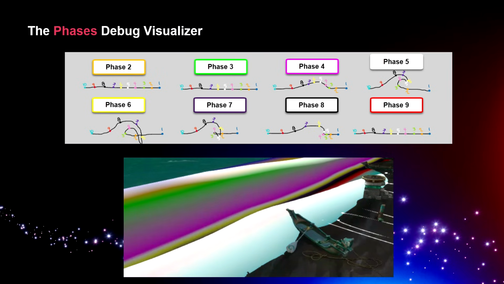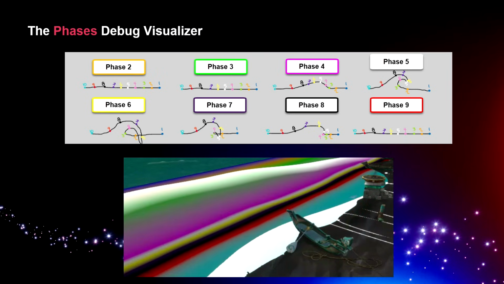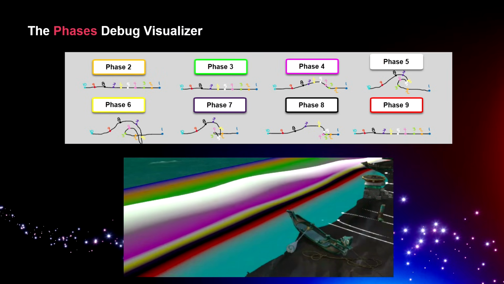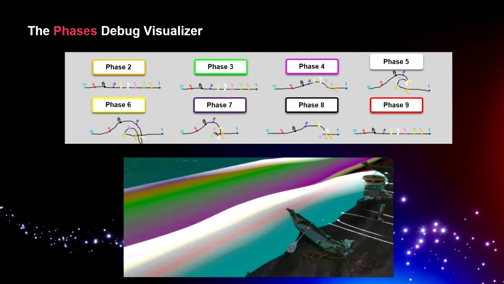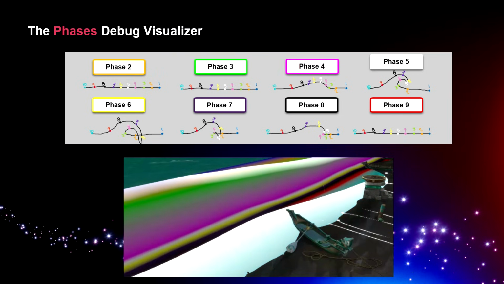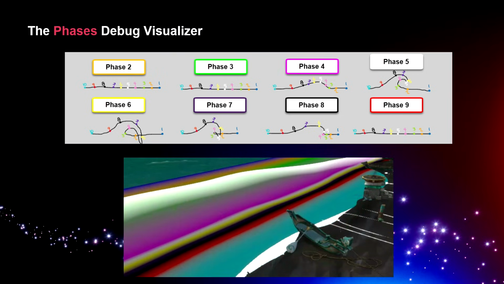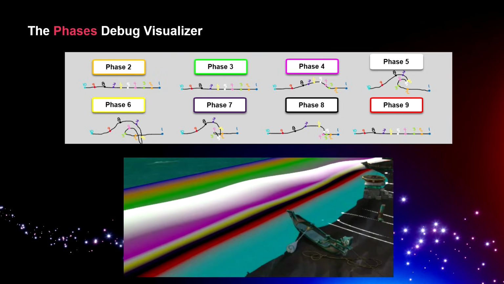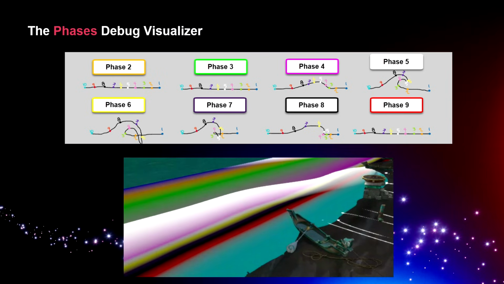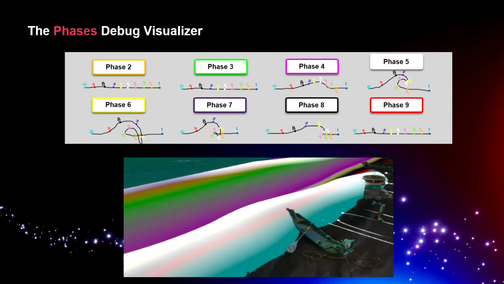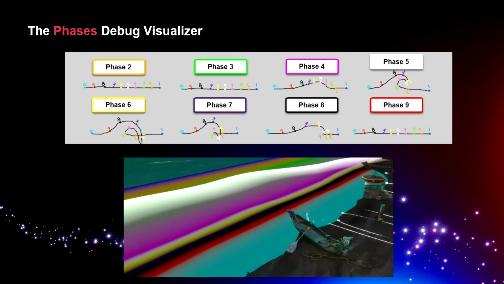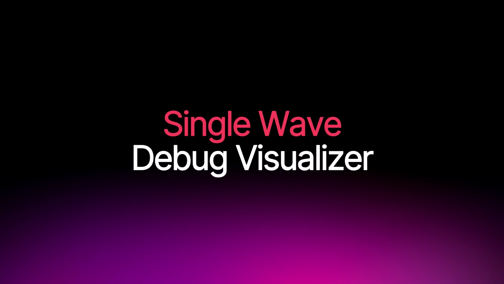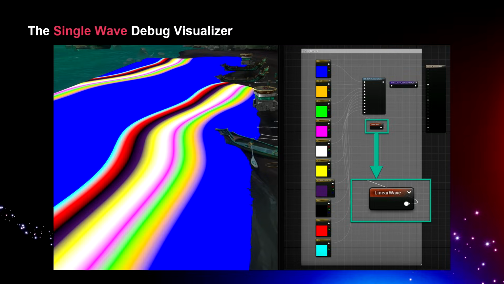So here, just to help with the clarity, I'm superimposing the linear wave on top of the phases debug color, and hopefully this helps understand the idea here. What we want to do with this gradient is identify which one of my 10 phases or cross-sections should be sculpted as the linear wave is moving across the phases. We'll get back to the sculpting of the phases itself in a bit, but before that, let's move over to the second debug visualizer that I made, which is called the single wave debug visualizer.